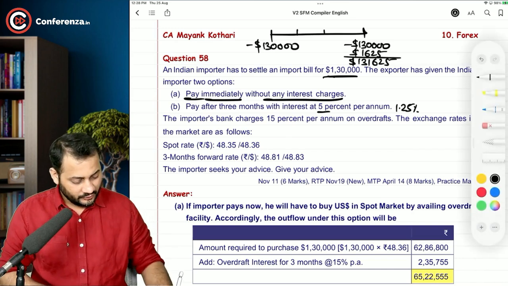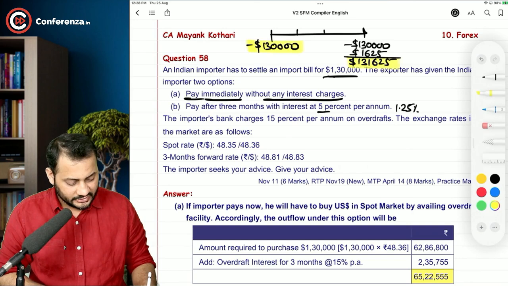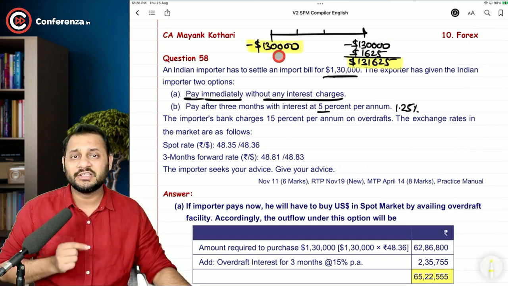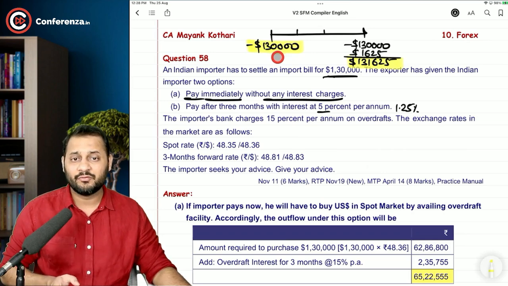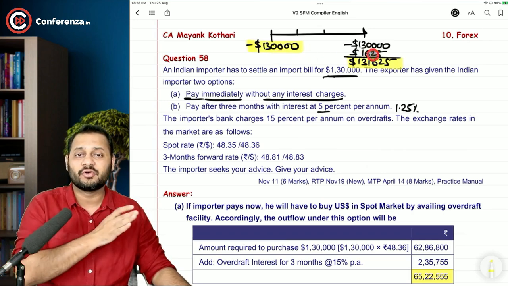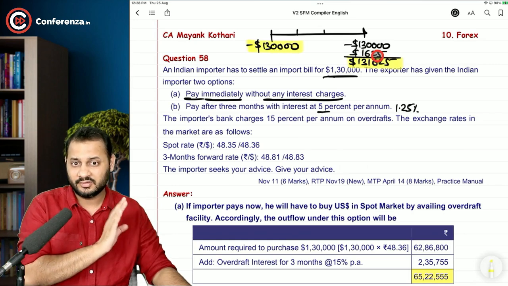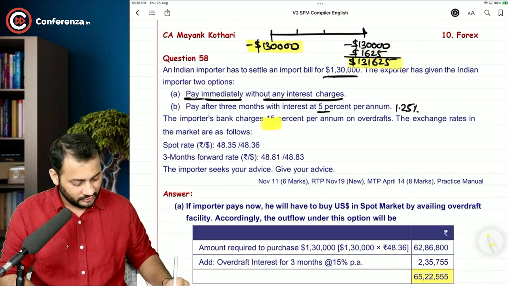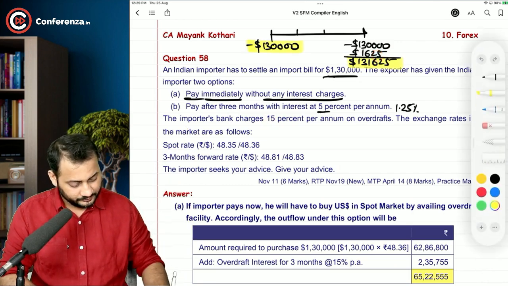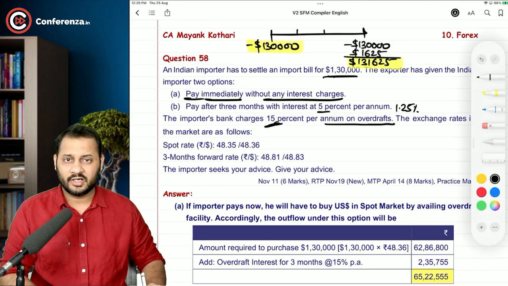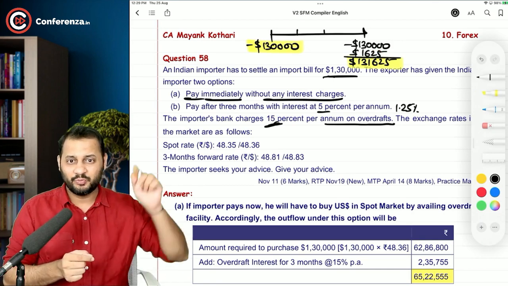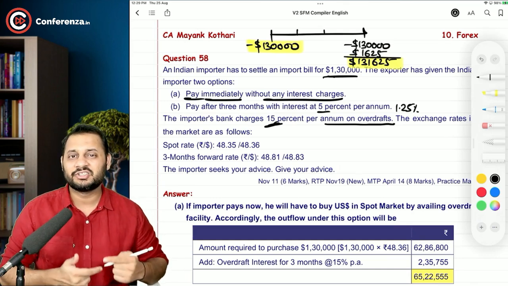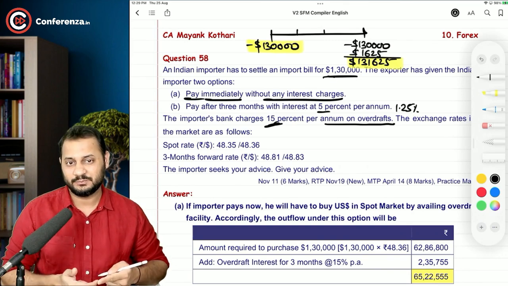So you choose if you want to make this payment or this payment. So what is the benefit, sir? If you make this payment, you will have to arrange the rupees today itself, and you will have to bear the interest cost on rupees for 3 months. Right? That is what you need to make sure. The importer's bank charges 15% per annum on overdraft. So if you borrow rupees to buy $1,30,000 and make the payment today, you will have to pay 15% interest per annum on those rupees.